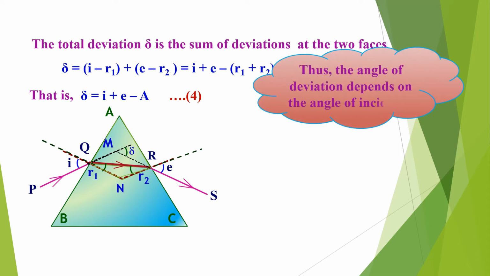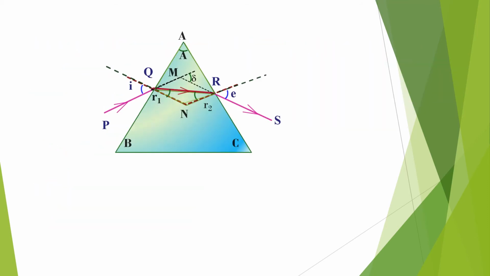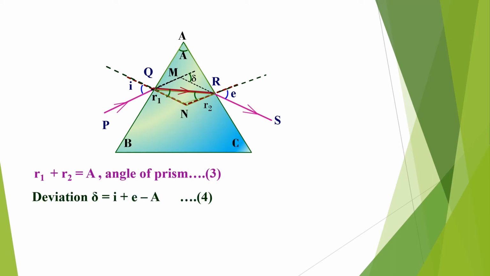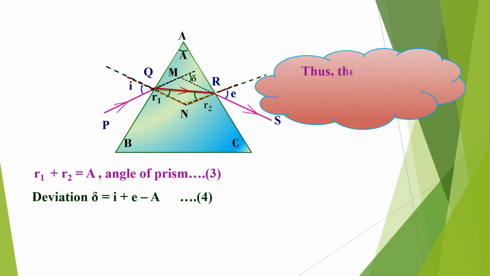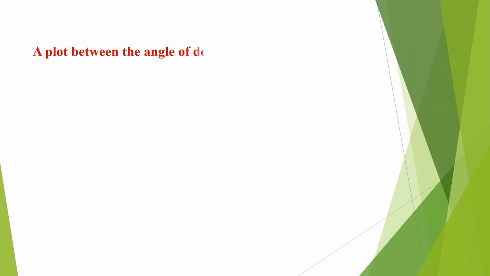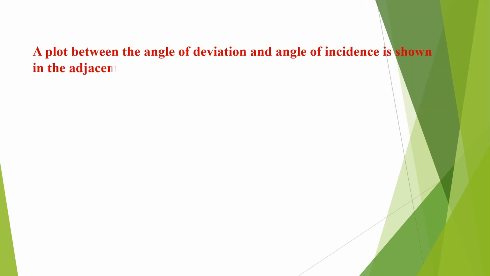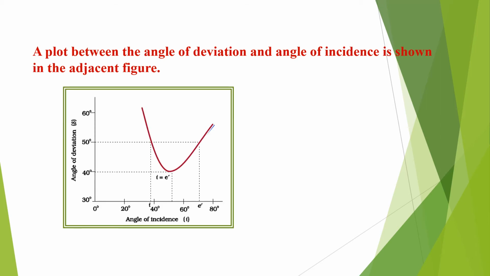Thus, the angle of deviation depends on the angle of incidence. R1 plus R2 is equal to A, that is the angle of prism, that is equation 3. And from equation 4 we got deviation delta is equal to I plus E minus A. Thus the angle of deviation depends on the angle of incidence, we came to know. A plot between the angle of deviation and angle of incidence is shown in the adjacent figure like this.